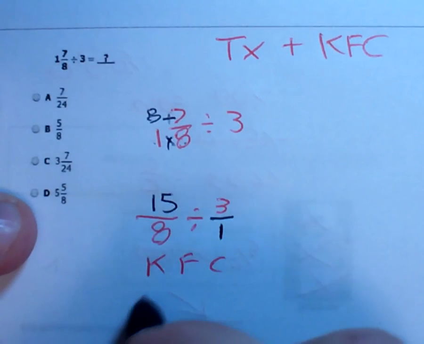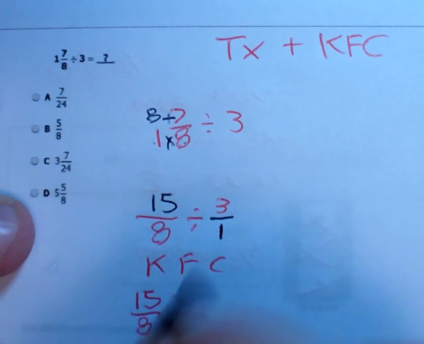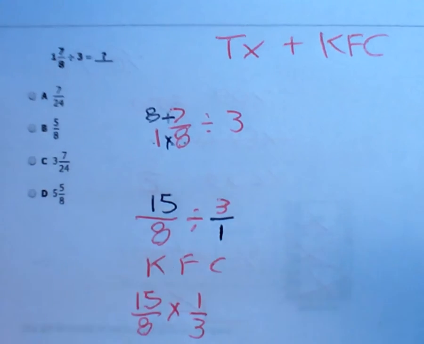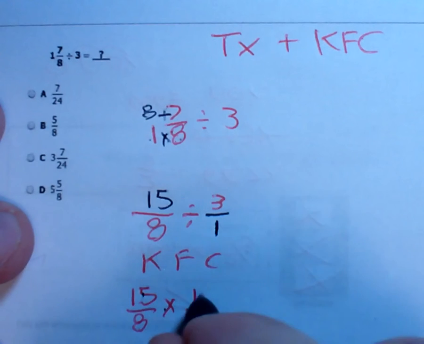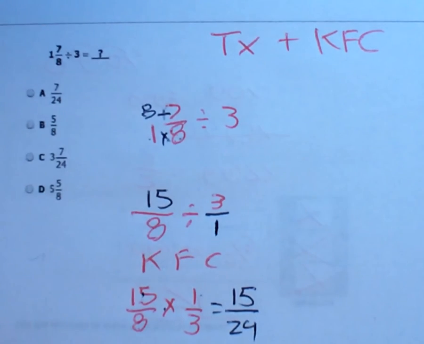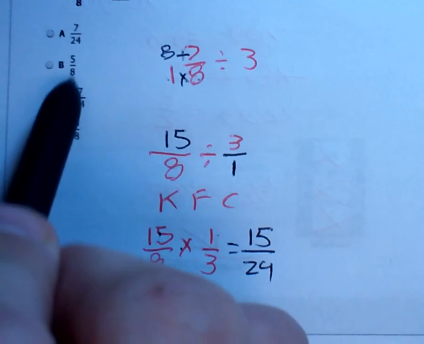KFC. Keep, flip, change, or keep, change, flip, whatever you learned. 15 over 8. Instead of division, it's multiply, and instead of 3 over 1, it's 1 over 3. Now we can just multiply across, simplify, and we're done. 15 times 1 equals 15. 8 times 3 equals, well, 8 times 2 is 16. 8 times 3 is 24. 15 over 24. Then, of course, I don't see that as one of my options. Looking over here, no 15 over 24.